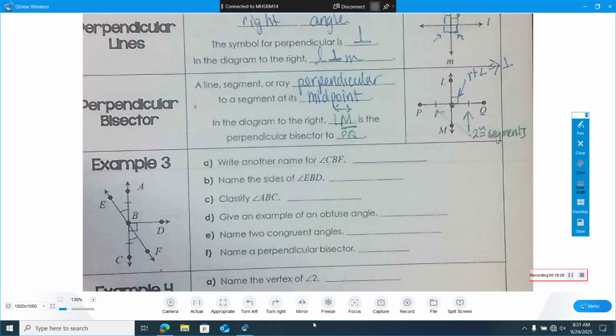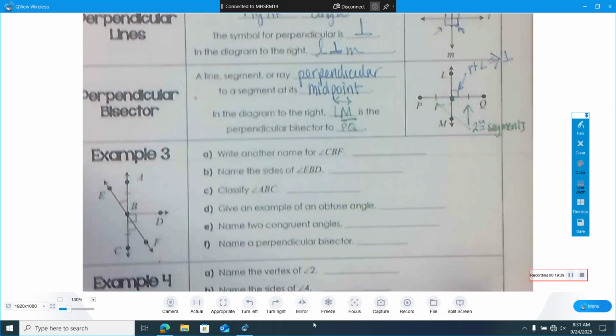All right, let's look at example 3. What's our time here? I'm just curious how long this is taking. Oh, only 19 minutes. Perfect. 20 minutes is always my goal, so that's great. And I was interrupted. Okay.